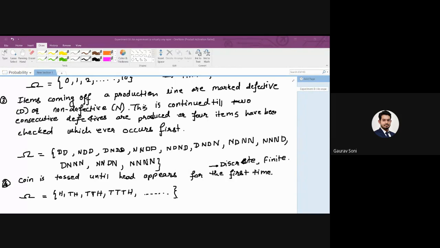Yes, Ishika. So won't this be discrete, countably infinite one? Where were you when I was asking you, Ishika? Sir, actually, I was just thinking about the answer. This is discrete. Countably infinite. Okay.